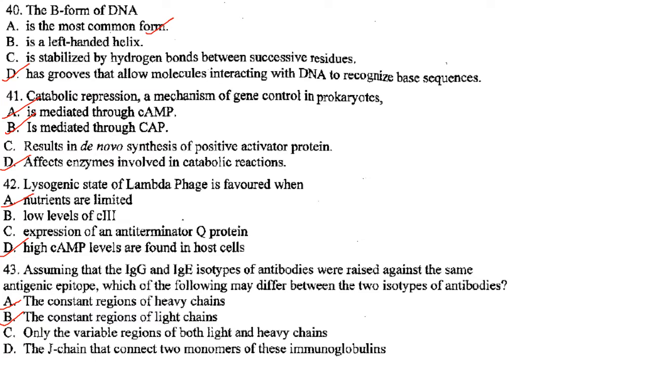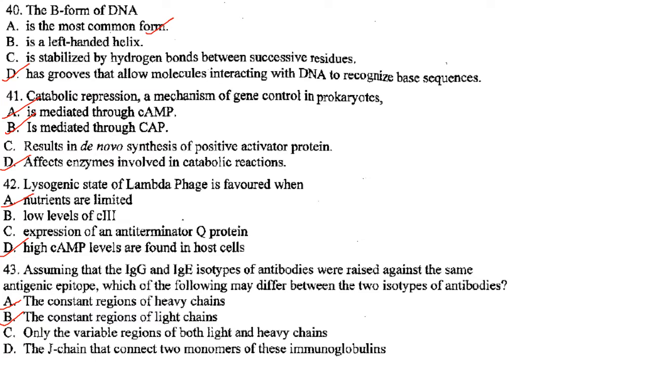Then catabolic repression, a mechanism of gene control in prokaryotes, is mediated through cAMP, is mediated through CAP, yes, yes. If you see E. coli lac operon, you can see all these things. Results in de novo synthesis of positive activator protein, no. Affects enzymes involved in catabolic reaction, yes. So A, B and D are correct.